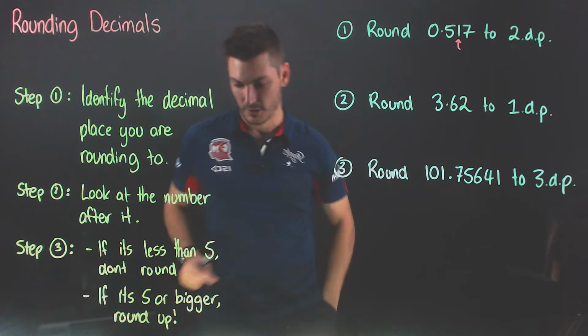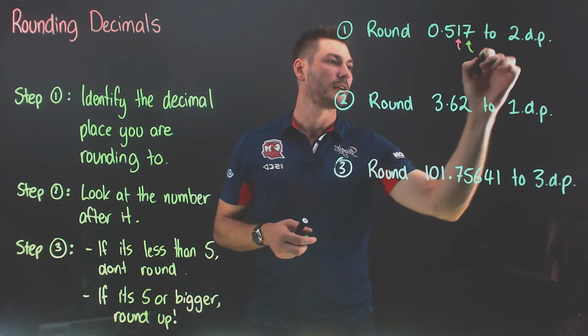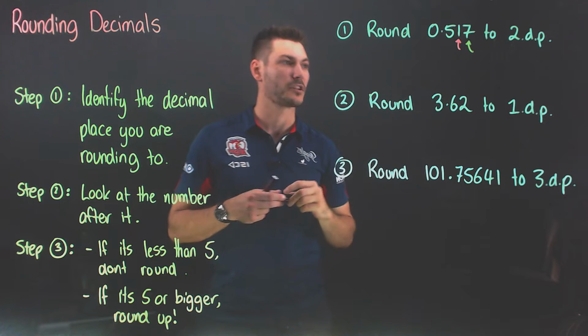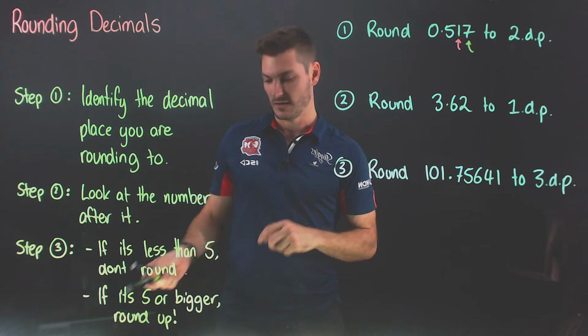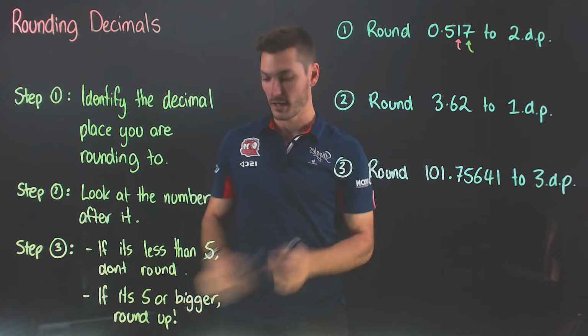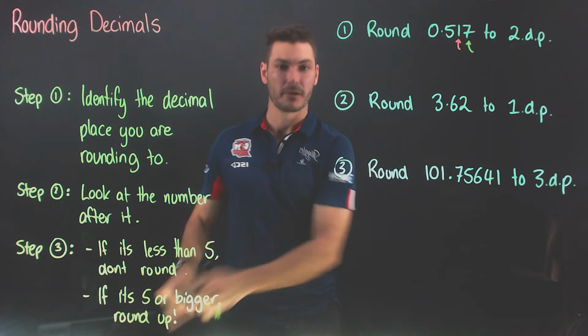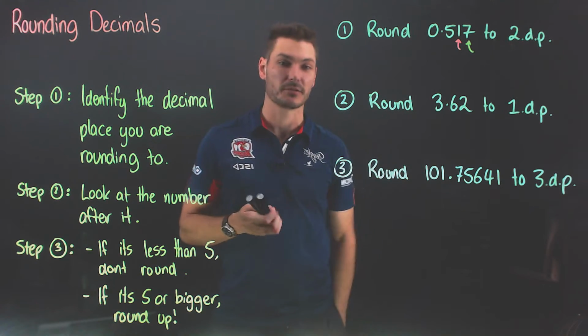So I'm going to use a different color here, I might use green. I'm going to look at this number here and say, is it greater than 5? That's my question that I'm asking myself. Because step 3 says if it's less than 5, don't round. If it's 5 or bigger, round up. So that number 7 is 5 or bigger, so we're going to round up. But it's this 1, this pink 1 here that we're actually going to be rounding.